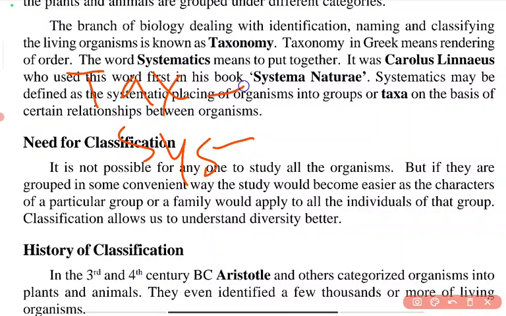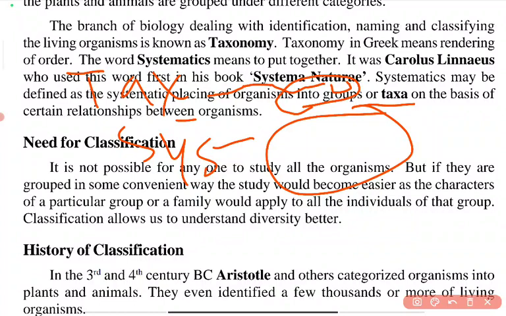Taxonomy is the naming, classifying and identification of living organisms, first thing. And systematics is to put together, or you can say it is the placing of organisms into groups or taxa on the basis of certain relationships, meaning placing some organisms into a group or taxon according to common features or common relationships between them. You have definitely understood this.